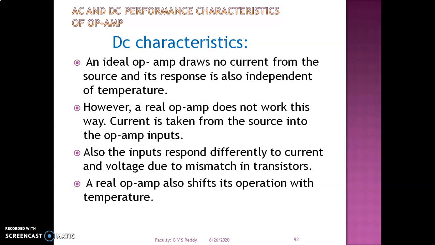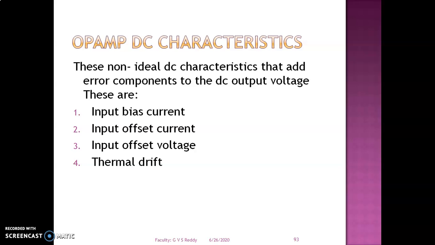Also, the inputs respond differently to current and voltage due to mismatch within the transistors. A real operational amplifier also shifts its operation with respect to temperature variations. These non-ideal DC characteristics add error components to the DC output voltage. Those are input bias current, input offset current, input offset voltage, and thermal drift. Now we will see one by one.